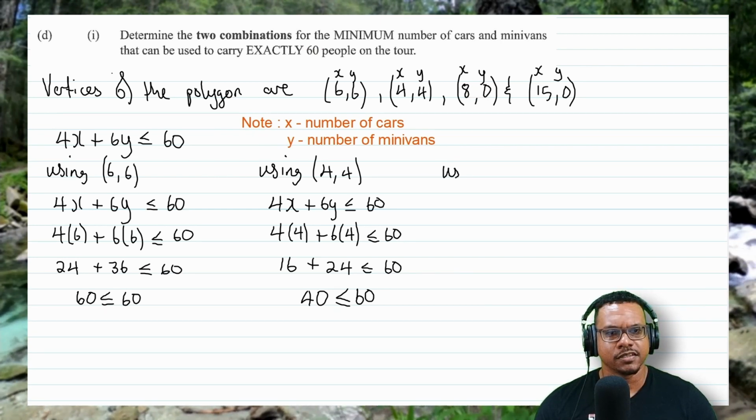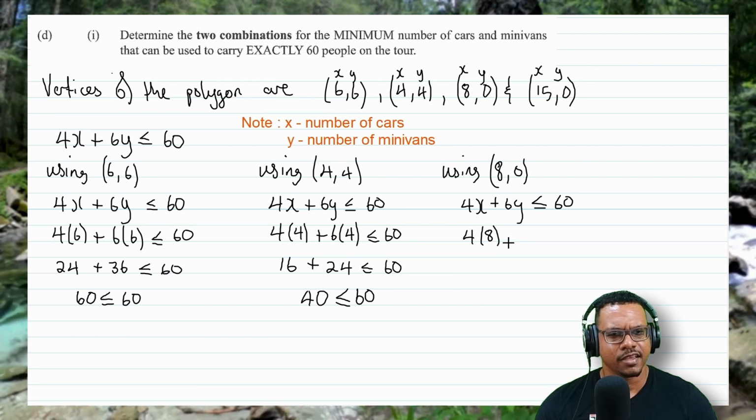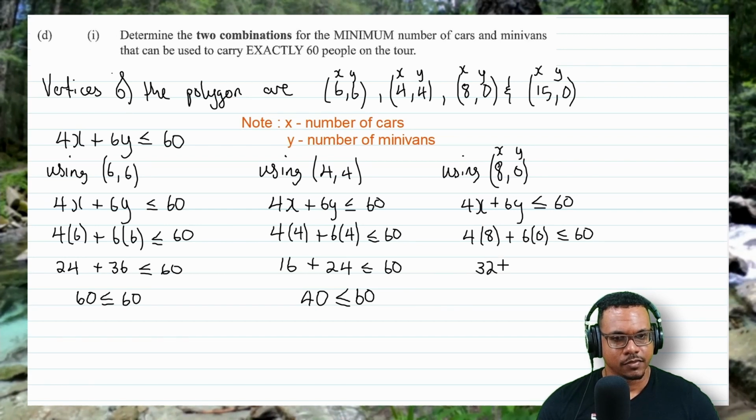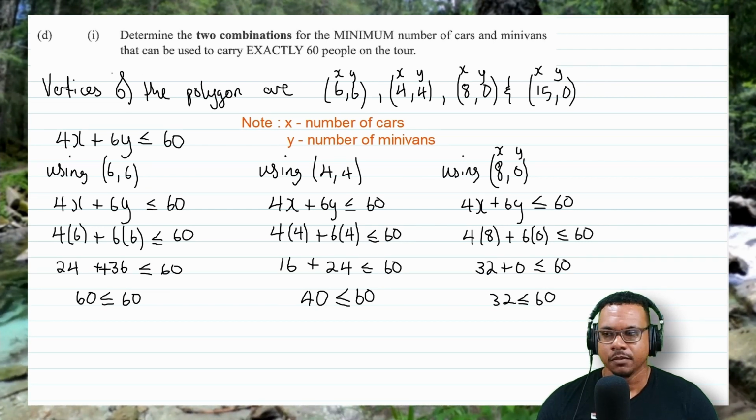So I'm going to put using 8, 0. We have 4x plus 6y is less than or equal to 60. Replace the x with 8 and the y with 0. Remember, this is x and this is y. All right, so 4 by 8 is 32 and 6 by 0 is 0. So this will give us 32 is less than or equal to 60, which is true. But having 8 cars and 0 minivans doesn't give us exactly 60 persons.